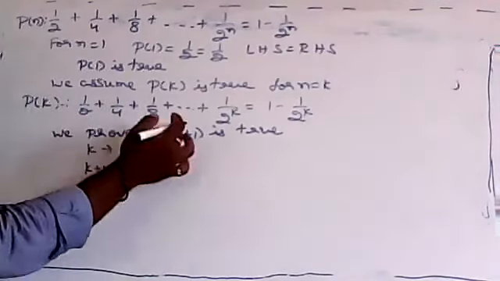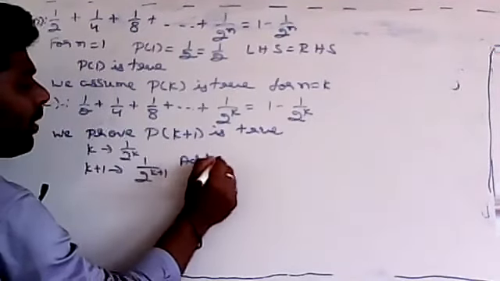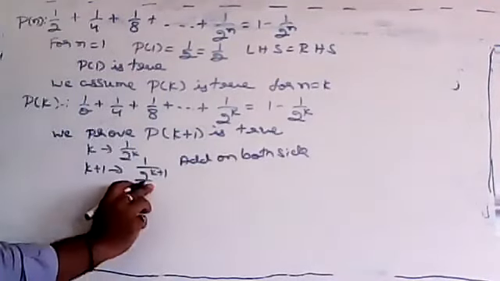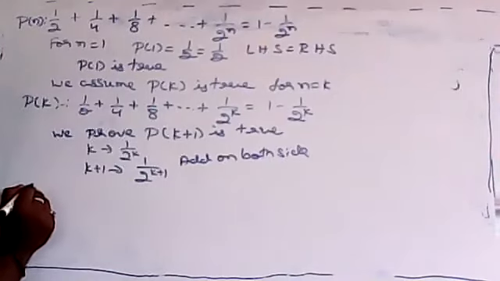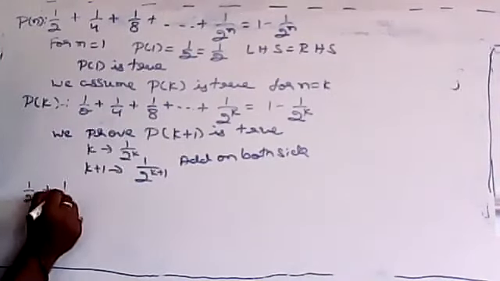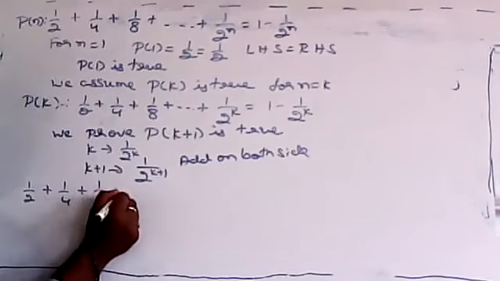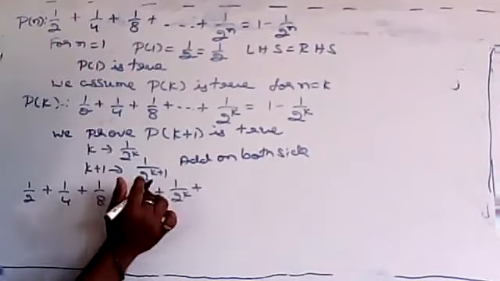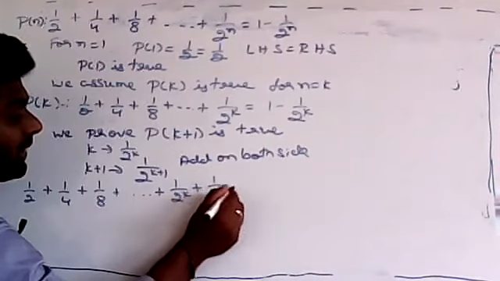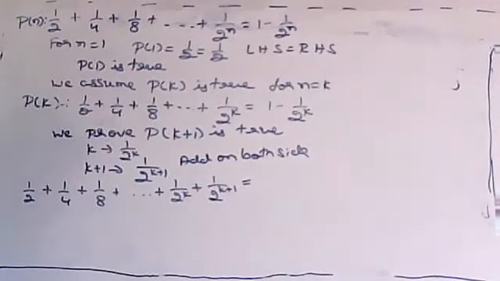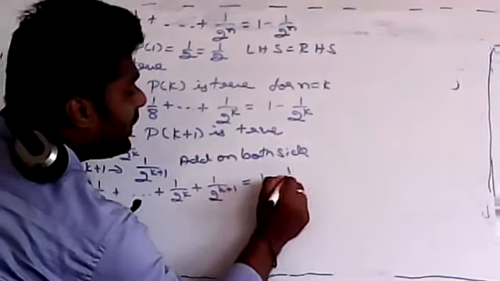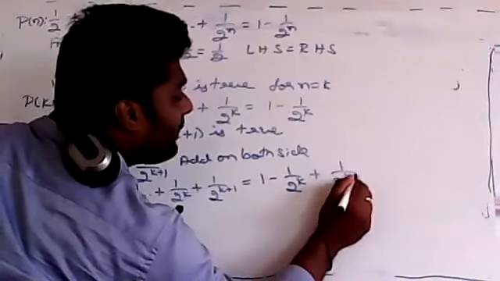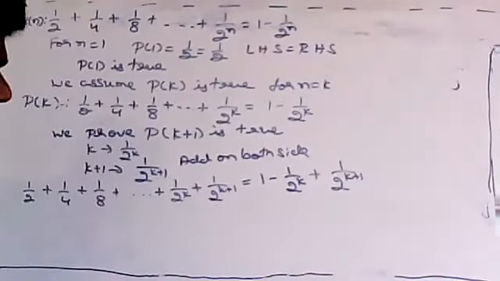So just add that one on both sides. You have to add the kth term and the k plus 1th term on both sides. So it becomes 1/2 plus 1/4 plus 1/8 so on up to 1/2 to the power of k, and we have to add the k plus 1th term, that is 1/2 to the power of k plus 1, which is equal to 1 minus 1/2 to the power of k, plus we have to add 1/2 to the power of k plus 1. Correct or not?